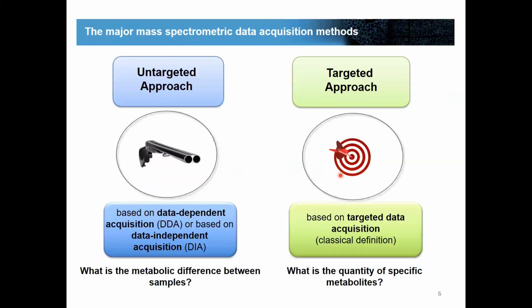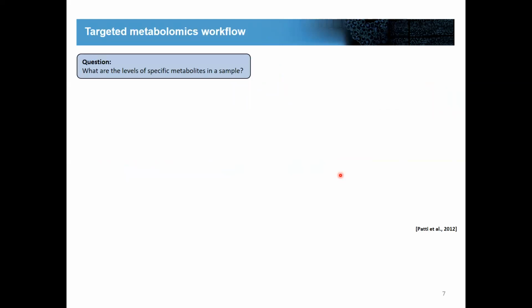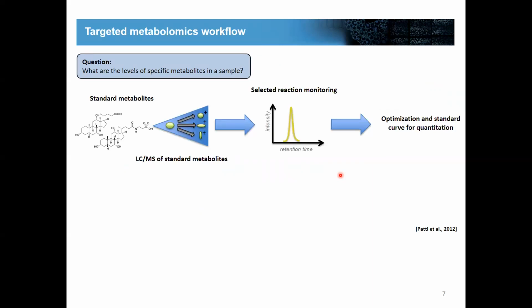The second approach I want to quickly talk about today is the targeted approach. Like I said, here the question often is what are the levels of specific metabolites in question, and talking a little bit about the workflow. Here we start off with the actual standard metabolites, or the metabolites that we want to analyze, that we want to quantify. So at first you need to know what exactly you are looking for, what you want to quantify, and then you need the actual reference compounds. And first they are infused into the MS system.